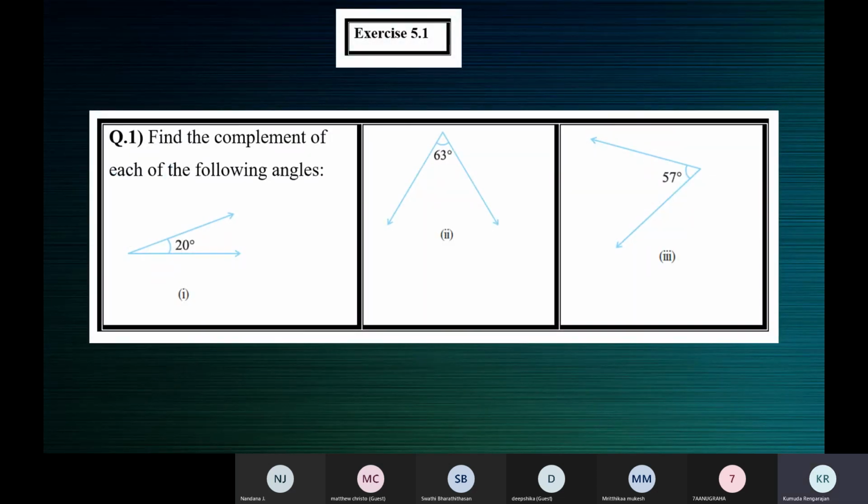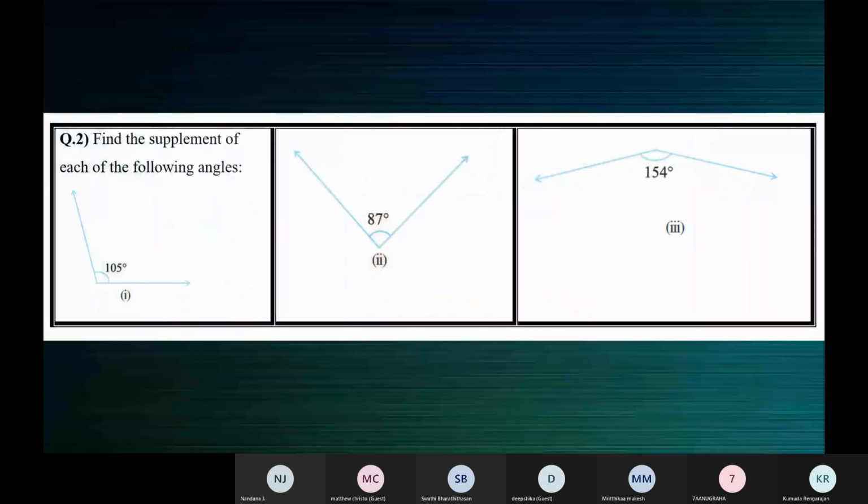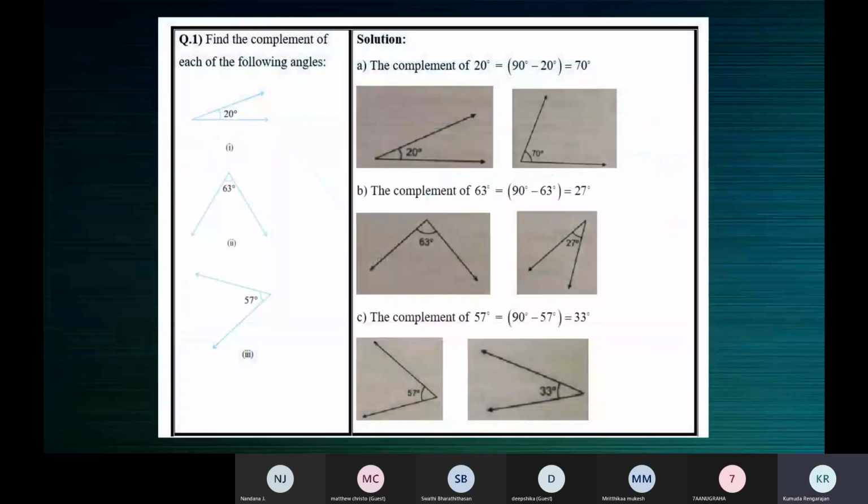So these are simple for you. Find the complement, you know it. You can just take a screenshot and have a look at the answers later. Take a picture of this. Took screenshot, ma'am. All of you? Yes, done, ma'am.